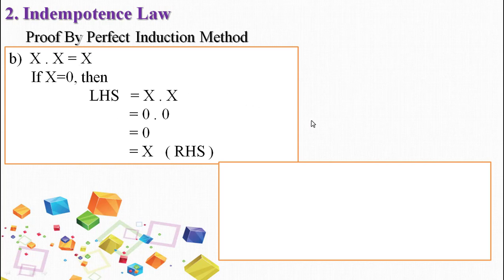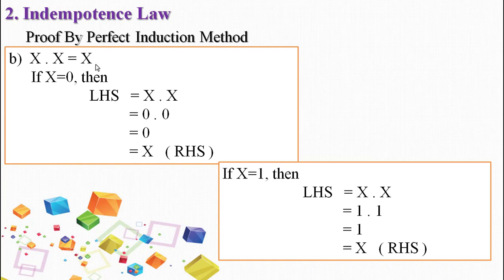Take the next combination for x as 1. Then take the LHS part, x multiplied by x. Substitute the value of x. 1 multiplied by 1. 1 multiplied by 1 is 1, which is the value of x. That is nothing but the RHS that you need to prove.